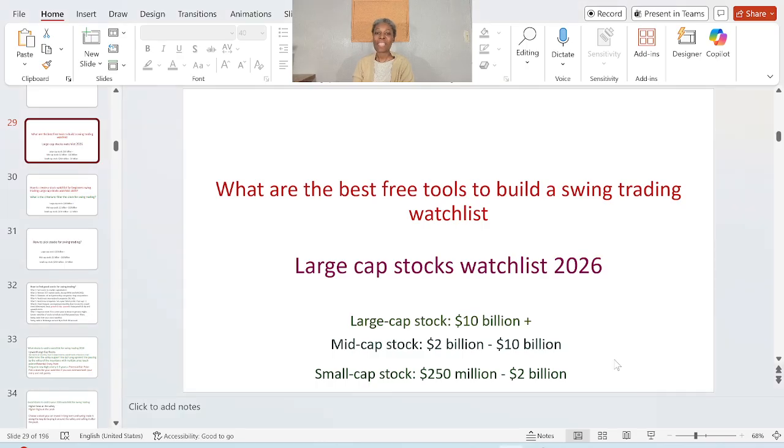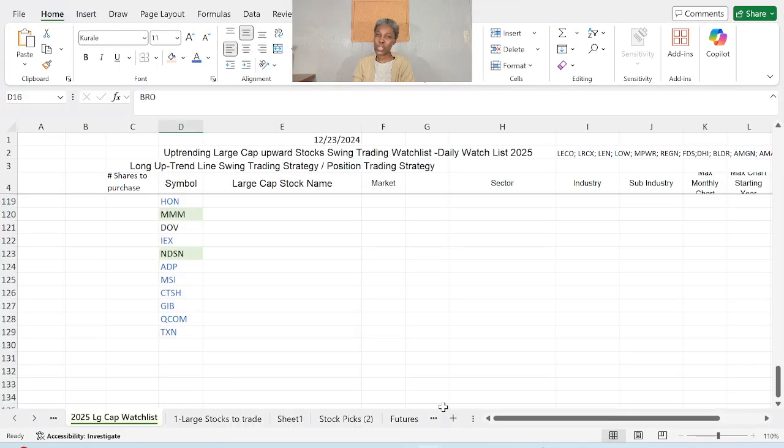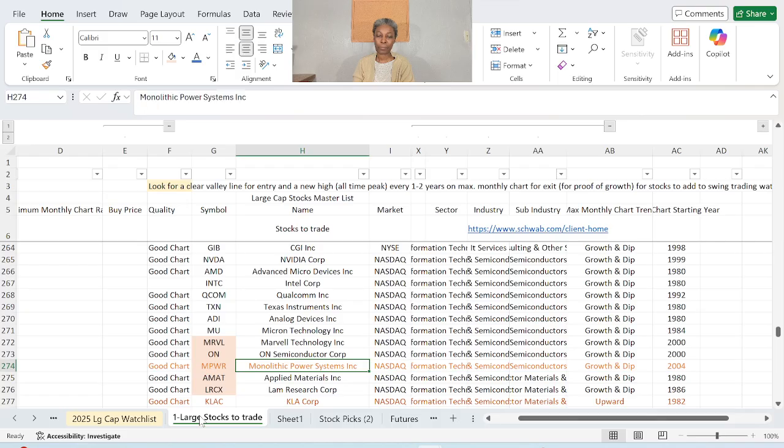Hello, what are the best free tools to build a swing trading watch list? Well, I'm just going to talk about what I use. I use a spreadsheet, and I just list the stocks, but I start this from a Schwab account.